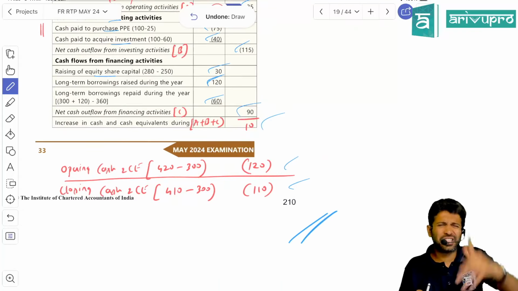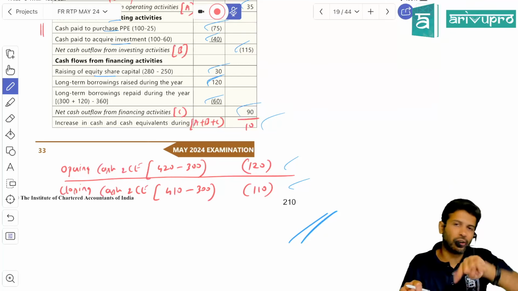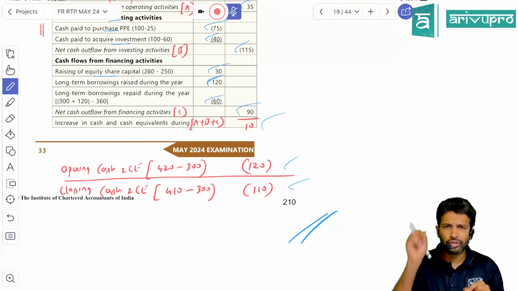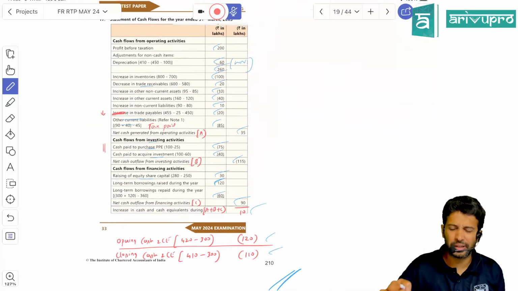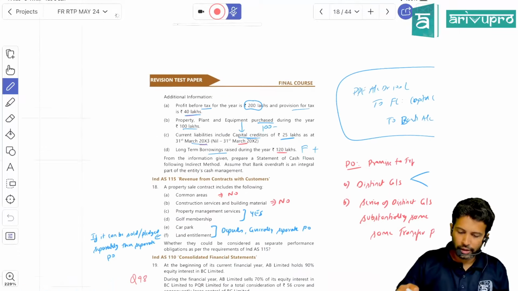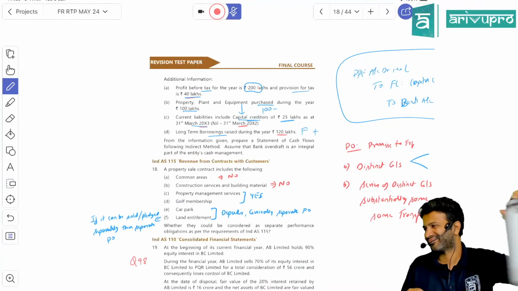Good question. Just the bank overdraft part and the capital creditors part, you would say. Capital creditor part was not included in any of the previous problems. So that is a good adjustment that we can learn from this particular question. Rest everything is pretty straightforward. Okay, so with this question, cash flow statement also is done.